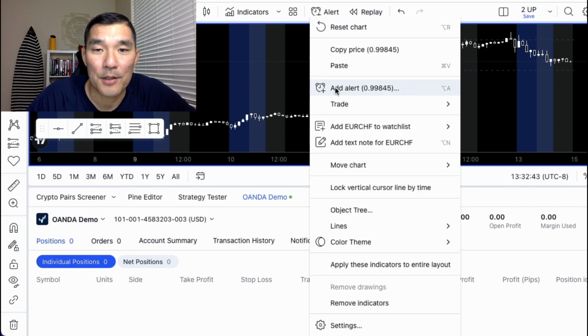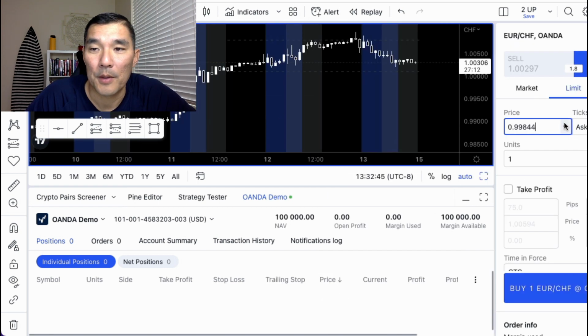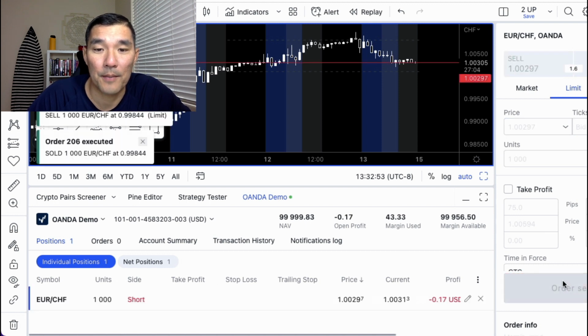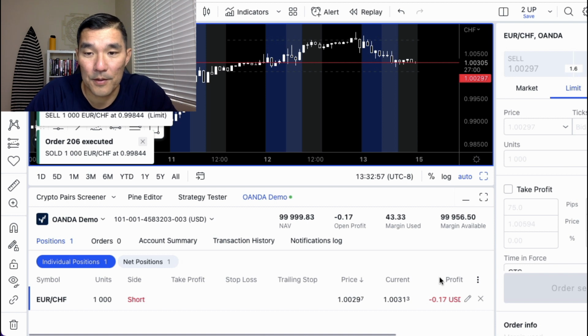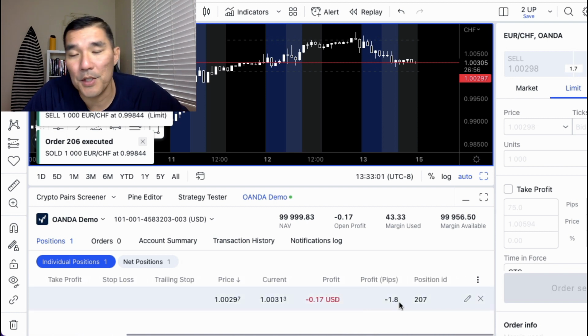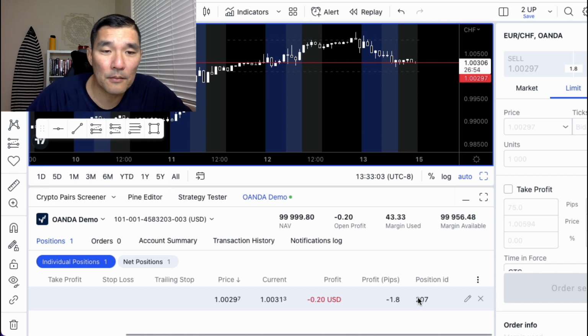So again, I'm going to take a trade and then I'm going to, let's say, do a short of 1,000 nanolots, and then I'm going to sell that here. Okay, so as you can see, let's see if you can scroll this way. Okay, yeah, so this is the first position. Position ID is 207. So that's going to show you that that's the first trade that I took.